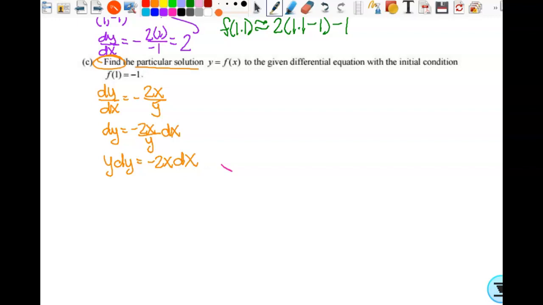Do I substitute in this 1, -1 here? No. What do I have to do before that? Integrate. I have to integrate this, right? I'm going to integrate it so that when I integrate y, that's going to give me y squared over 2 equals negative 2x squared over 2 plus c, which is really just negative x squared.